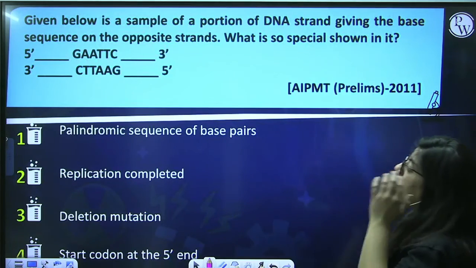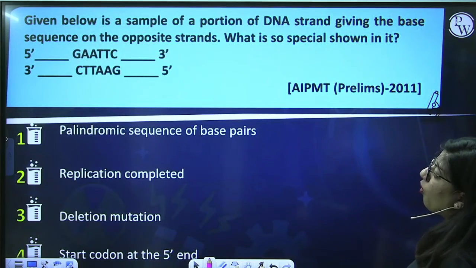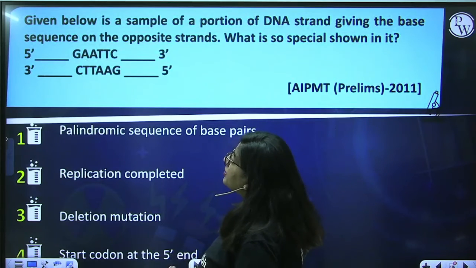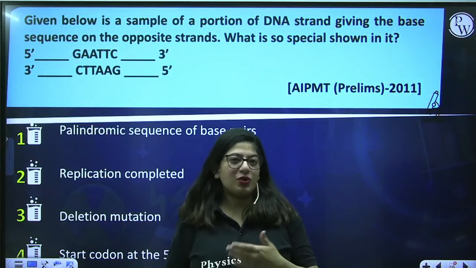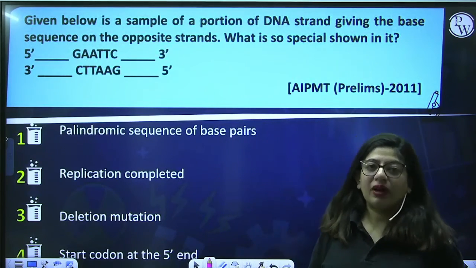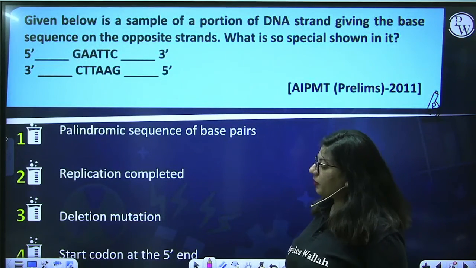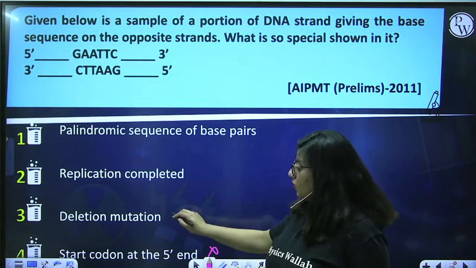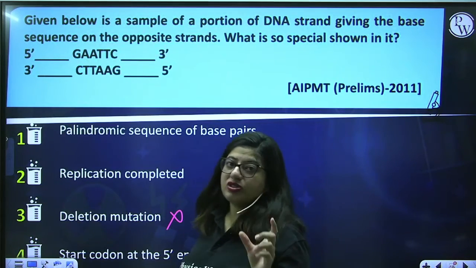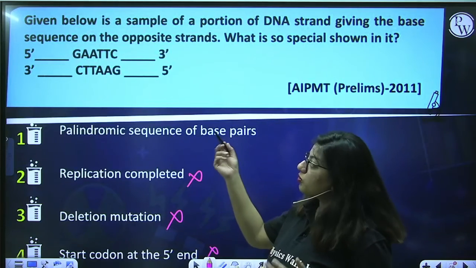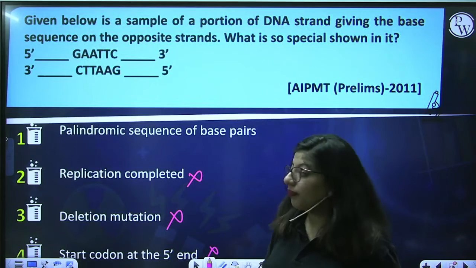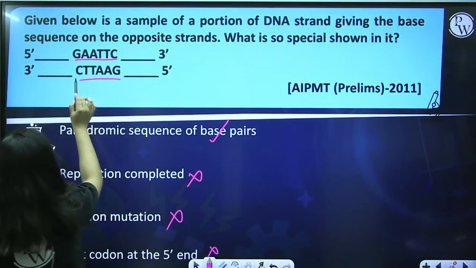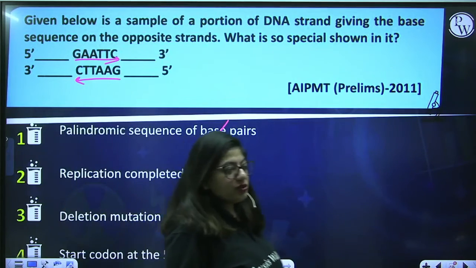Next, given below is a sample of a portion of a DNA strand giving the base sequence of the opposite strands. What is so special shown in it? They have given you a strand of DNA: GAATTC, CTTAAG. Those who have done biomolecules very nicely will straight away know this is from biotechnology. The options: palindromic sequence of base pairs, replication completed, deletion mutation, start codon at the 5' end. First of all, this is not a start codon, and it does not tell us anything about mutation. To know about mutation, you need to know the strands before and after. And we don't know whether replication is done, since the strand is just a cut portion. But yes, it shows a palindromic sequence. What is a palindromic sequence? A sequence that reads the same on both strands, GAATTC, GAATTC. So the answer to this question will be 1.